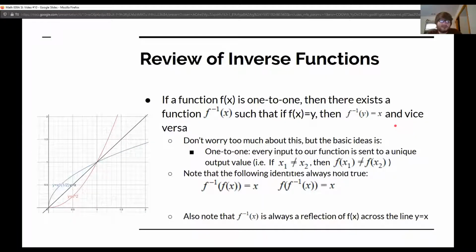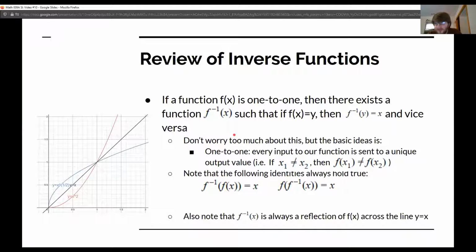Starting off, we're just going to review inverse functions. So if a function f of x is 1 to 1, then there exists a function f inverse of x such that if f of x equals y, then f inverse of y is equal to x, and vice versa. So if f of y equals x, then f inverse of x equals y.